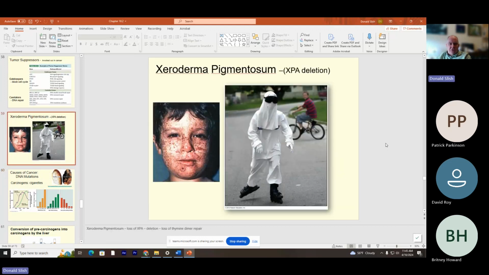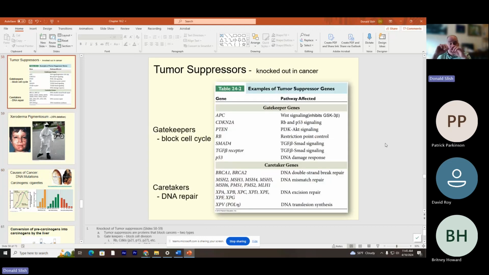Okay, so those are our tumor suppressors. Again, remember, gatekeepers, caretakers. Some are blocking cell cycle. You could put your CDK inhibitors into this as well. And then your caretakers are the ones that are making sure your DNA is correct.